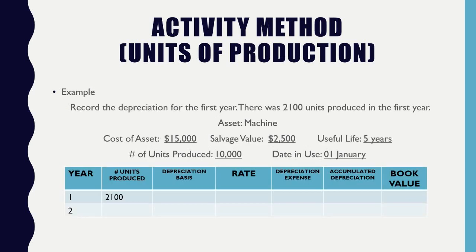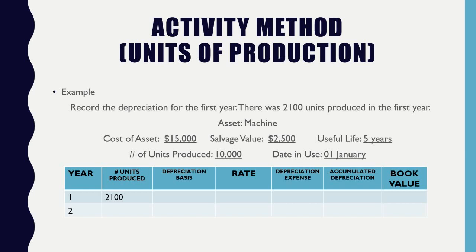Let's dive into the first example where we are going to record the depreciation for the first year. In this case, we have a machine. That's our asset. The asset cost is $15,000. Salvage value is $2,500. Its useful life is 5 years, and that means over the course of 5 years, it should be able to produce a total number of 10,000 units. And the date that we place into service is January 1st. So there we go.